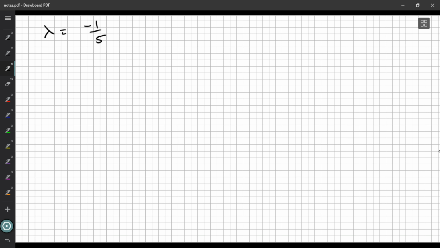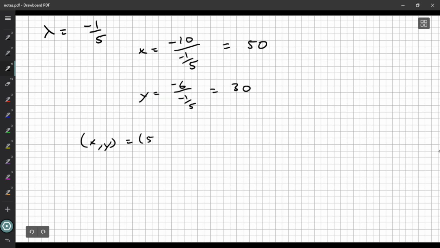Okay, negative 1/5 for our lambda. Certainly possible. Okay, and so our x will be, oh, x is the negative 10 one, because x was the longer side. Negative 10 over negative 1/5, and that will be 50, which makes a lot more sense. And negative 6 over negative 1/5, the minus signs cancel out, and we get 30. So our corral should be 50 by 30 in their dimensions, but that is not what we were asked for.